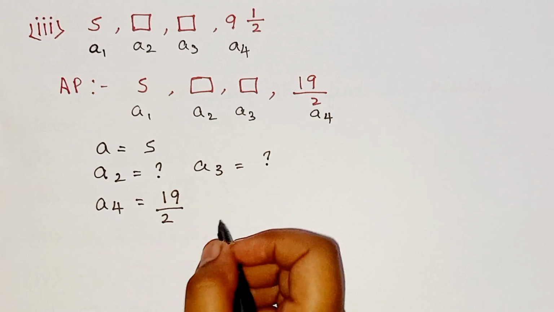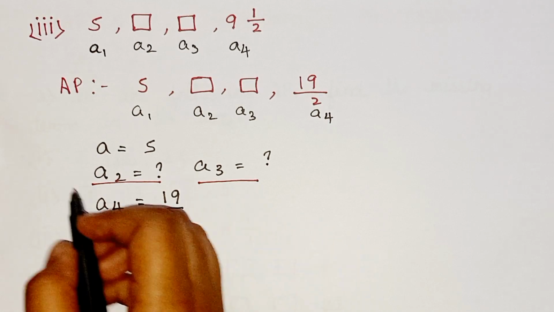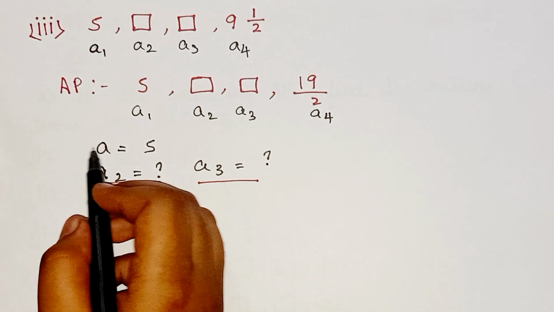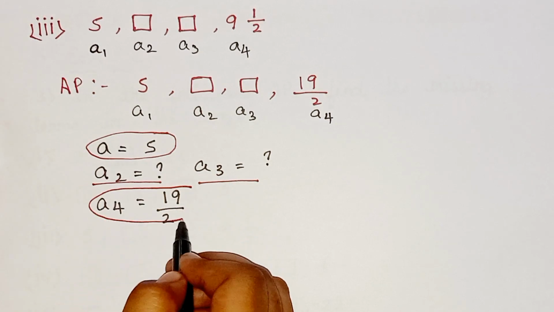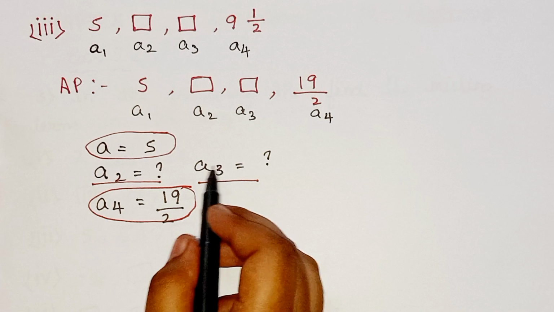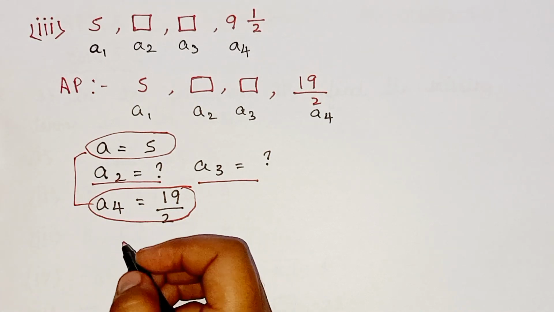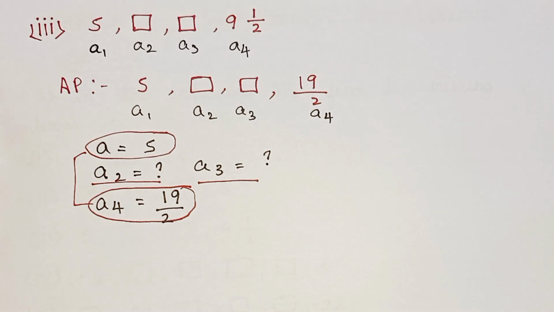Alright, so whenever we want to find terms like this, the only values we have are a4 and a. Okay, so these are the two values we have. So we have to find a2 and a3 by using these two values. Okay, so of course it is literally easy if you just know the formulas. Okay, all right.